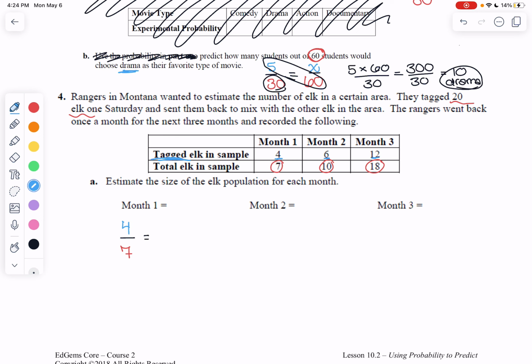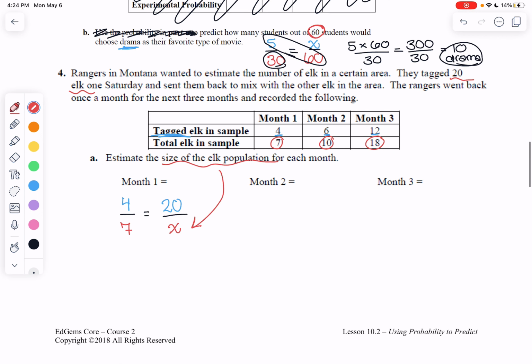So if tagged elk is what we're writing in blue, I would put 20 on the top of my fraction, okay? Out of this X would represent the size of the elk population that month, okay? Because that would be the total number of elk I saw. So we would solve this proportion by multiplying our diagonal with 2 numbers, so 7 times 20, and then dividing by the ball, dividing by 4. So 7 times 20 is 140, divided by 4 is going to be 35.